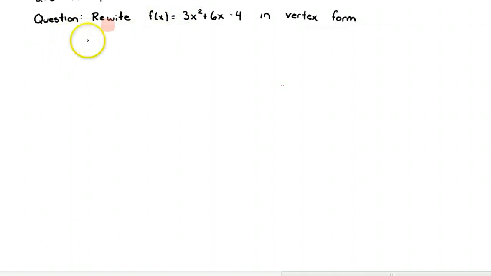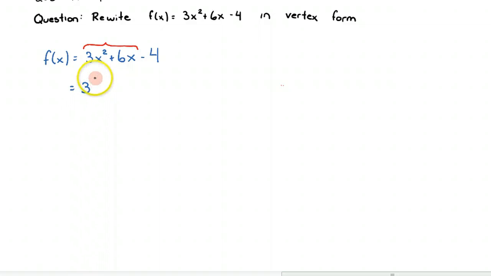So the question is, what do I do if my a term is not equal to 1? There's one added step we have to perform when our a term is not 1. When completing the square, which is to take a quadratic function in standard form and rewrite it in vertex form, the first step is to factor a out of the first two terms. So the first two terms are right here. Now, I could factor it out of all three terms, but most people will factor it out of two. So I'm going to factor a out of the first two terms.